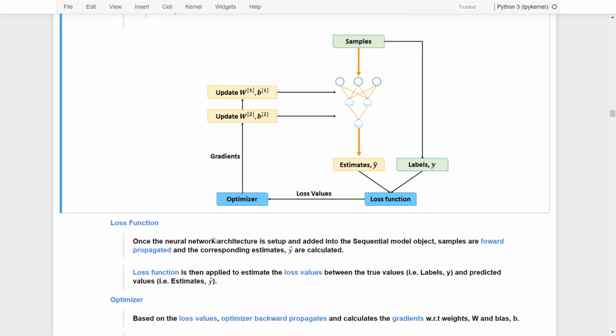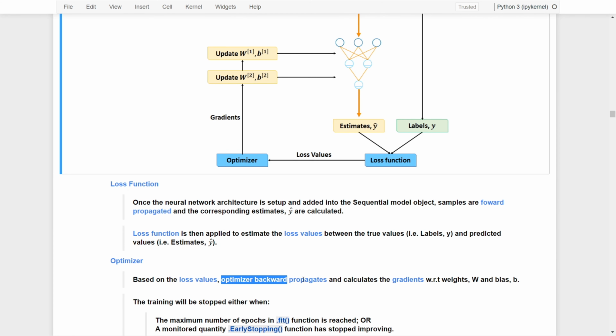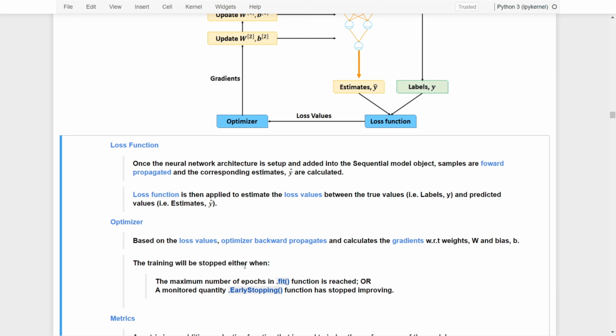Based on the loss value, the optimizer will backward propagate and calculate the gradient with respect to the W and b parameters, that is the weight and the bias parameters. The training will stop either when the maximum number of epochs in the fit function is reached, or when a monitored quantity has stopped improving. That means the monitored quantity, or the loss, cannot improve further. There is an early stopping function that we will introduce to avoid overfitting problems.